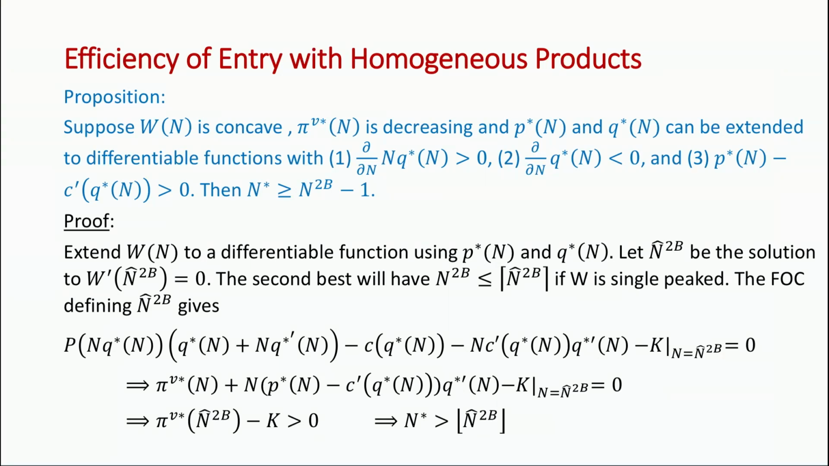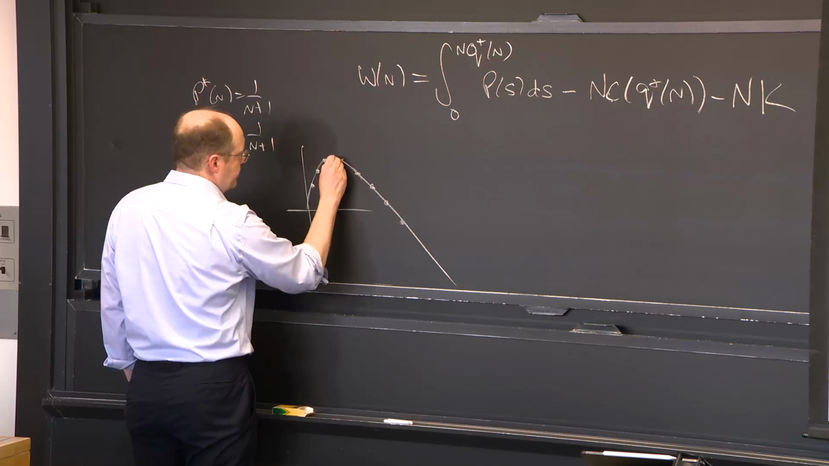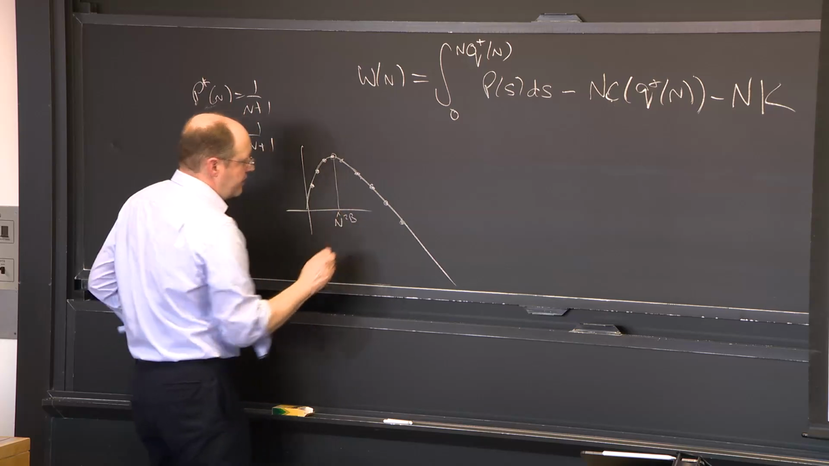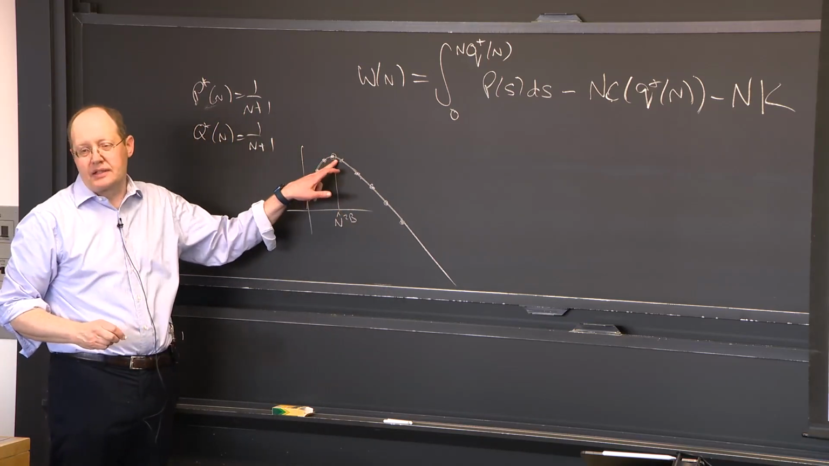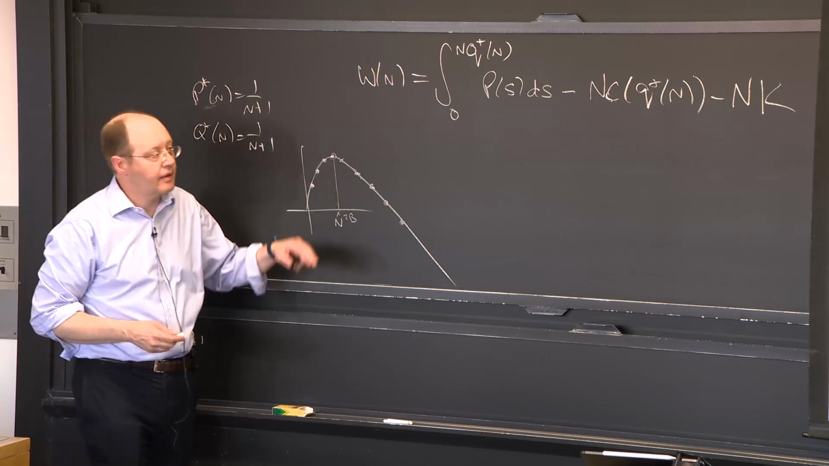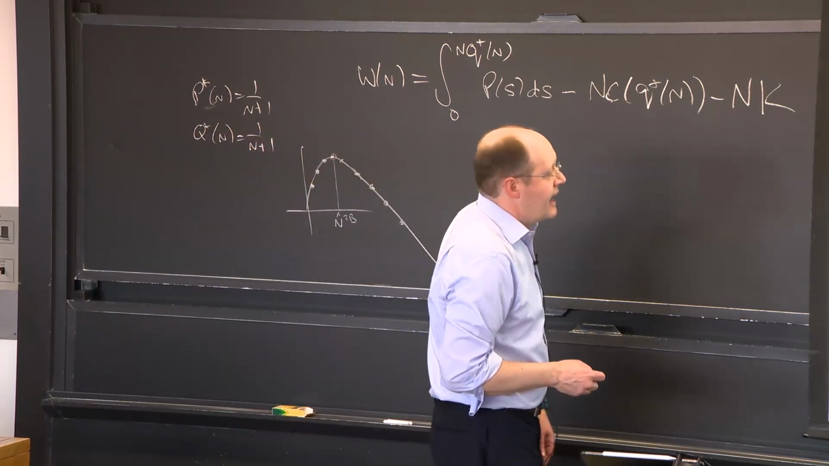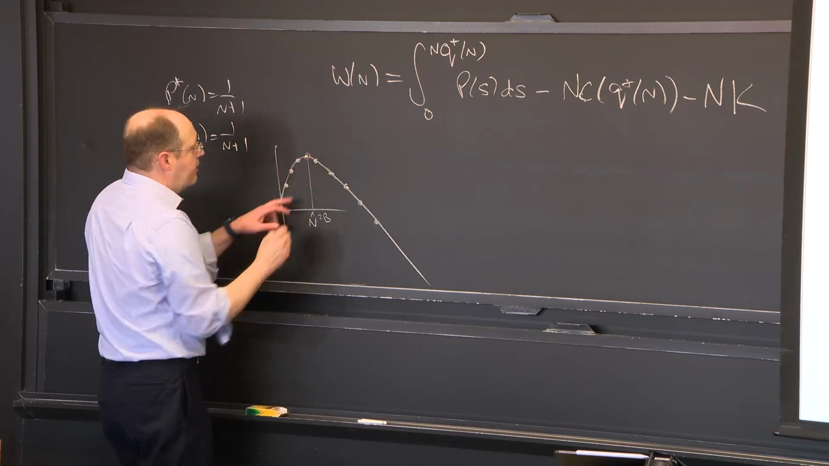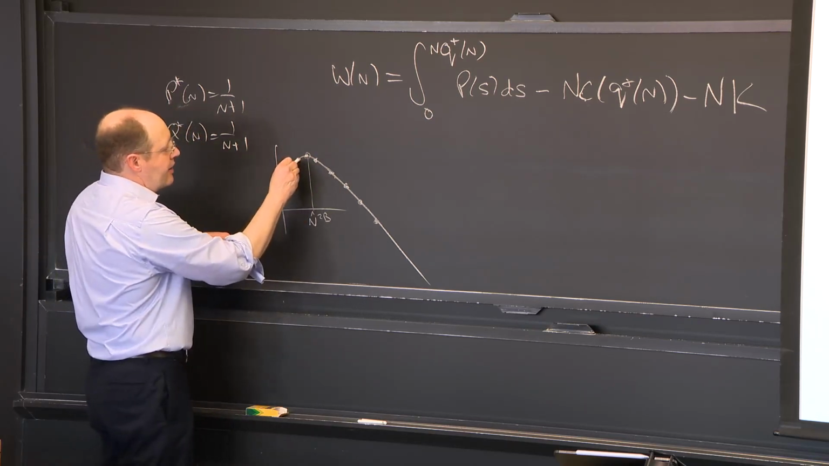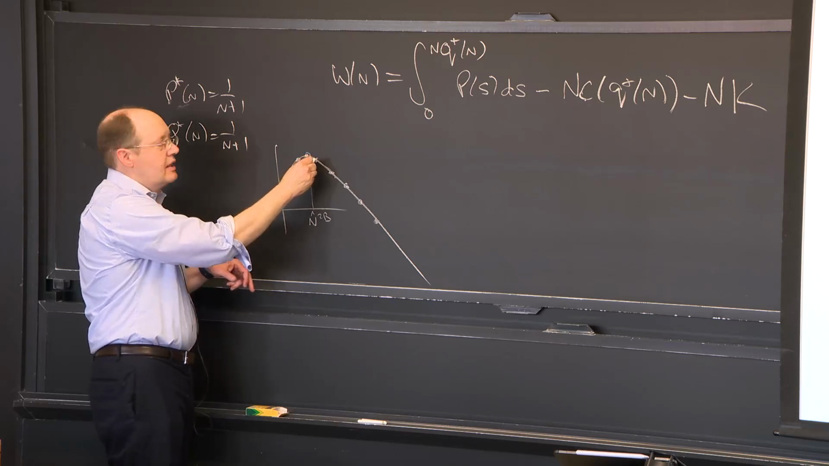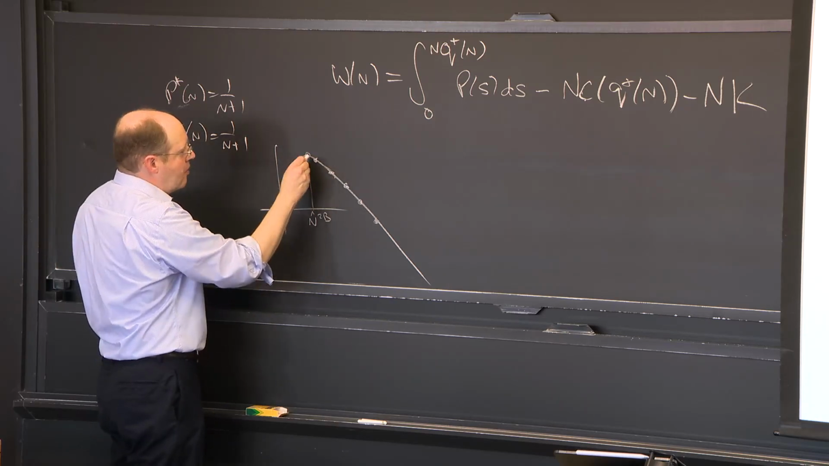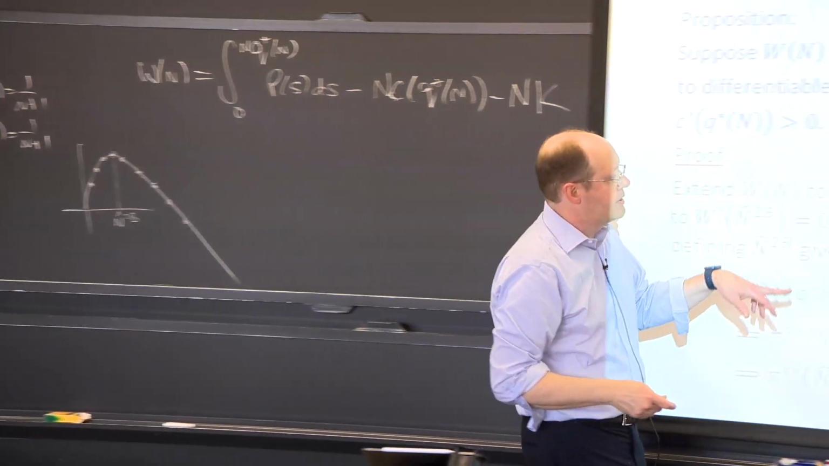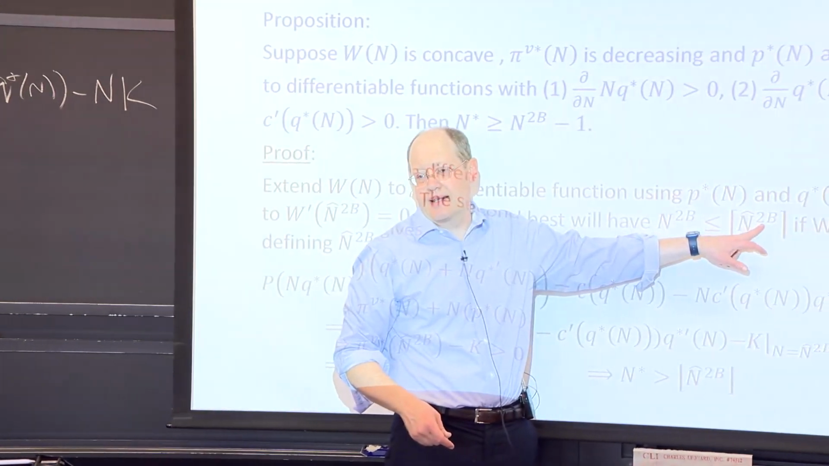So that would be right here. So I define n hat second best to be the maximizer of this smooth curve. The second best is always going to be, if w is a concave function, either this point or this point. So the optimal number of firms is always at most what you get by just rounding up this point, n hat second best.